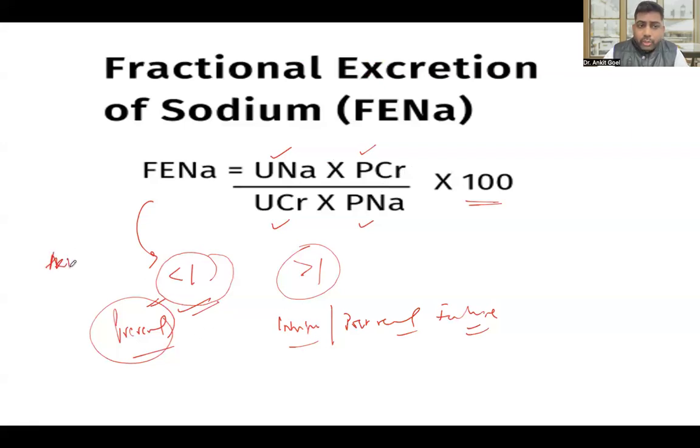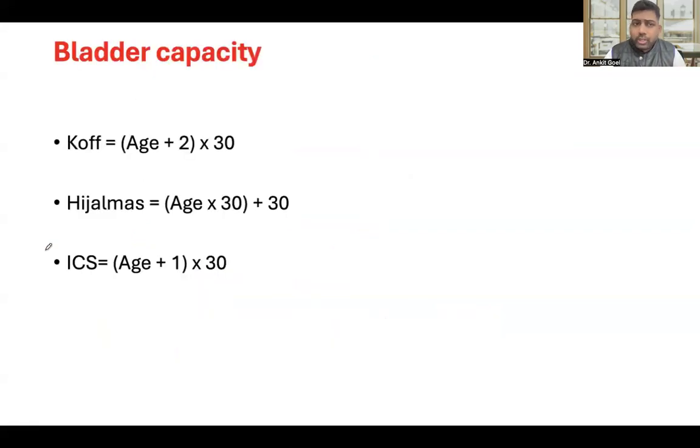So this is very important: you should be able to differentiate a pre-renal from a post-renal based on the fractional excretion, and you can get a formula-based question from this as well. Third is your bladder capacity calculation. And if you're solving the MCQs, you must have encountered bladder capacity based questions.